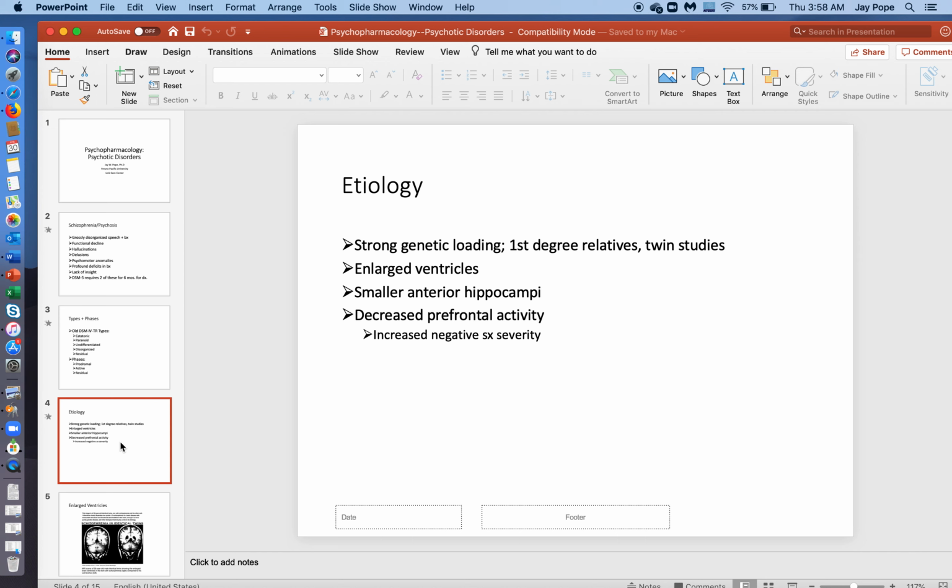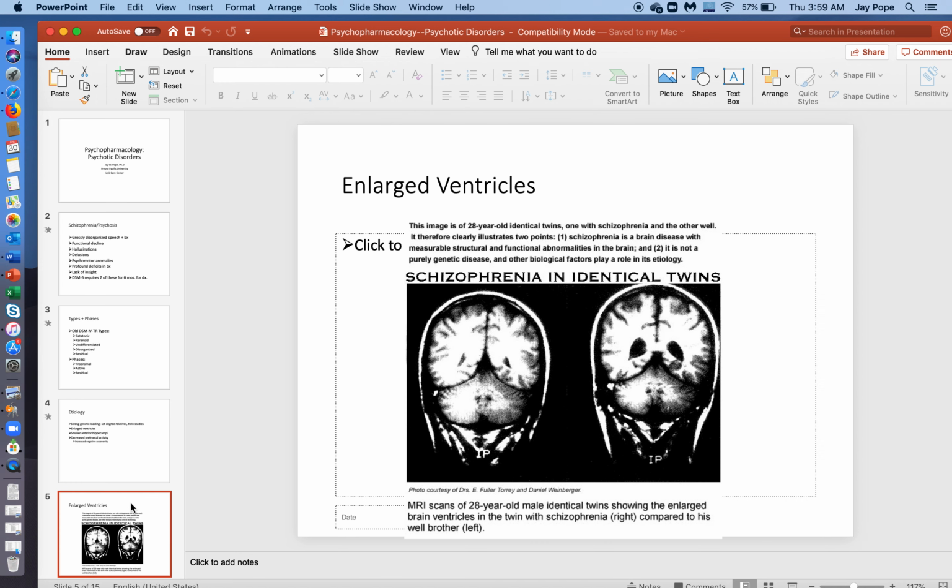Decreased prefrontal activity. This is something you also see in people with antisocial personality disorder, with attention deficit hyperactivity disorder, ADHD. And when there's decreased prefrontal activity, it's often associated with the severity of the so-called negative symptoms of schizophrenia. And here's an example of these enlarged ventricles in slide number 5.